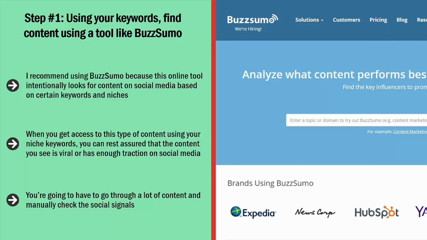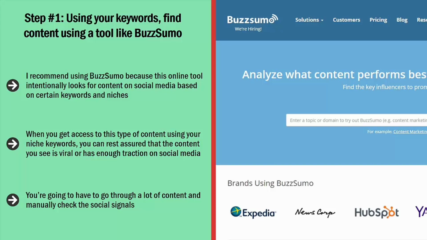When you get access to this type of content using your niche keywords, you can rest assured that the content you see is viral or has enough traction on social media. You don't have to use BuzzSumo. There are other similar tools out there. Regardless, you need to use that kind of tool. Otherwise, it's going to be very hard for you to do this manually. You're going to have to go through a lot of content and manually check the social signals. It's very tedious.